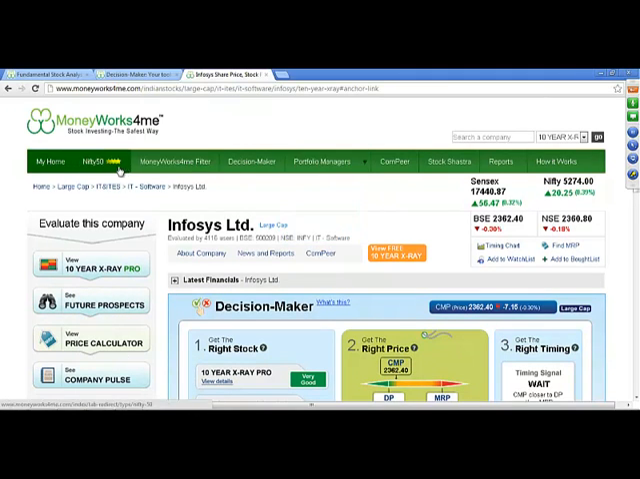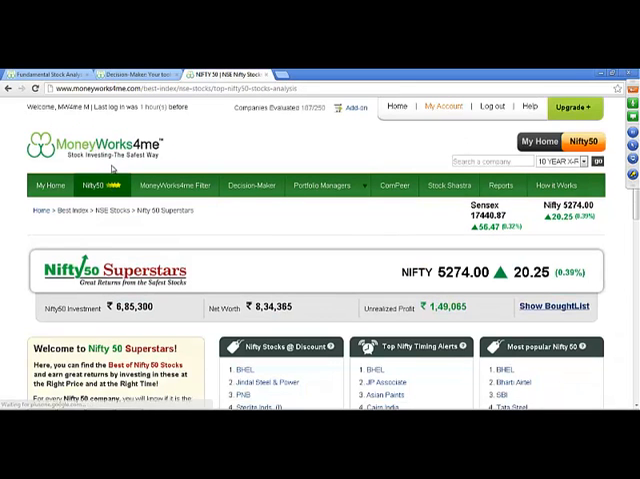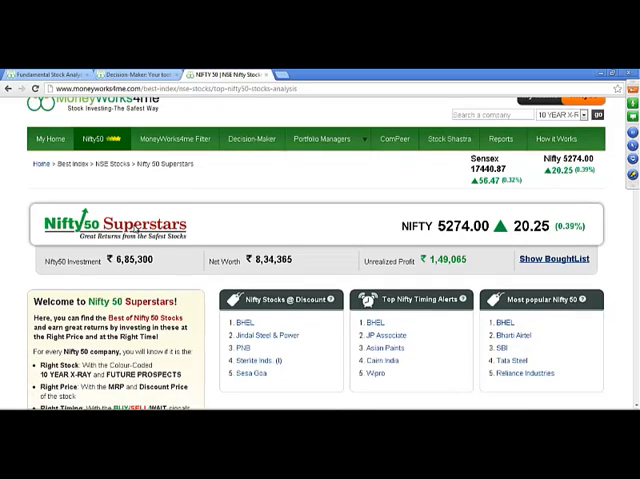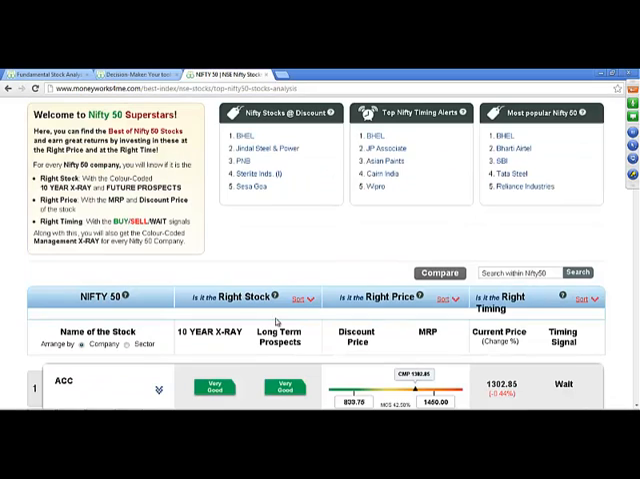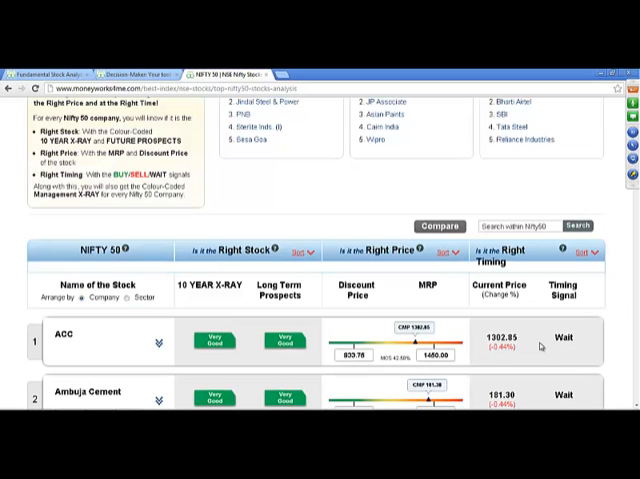Now I'll just show you a very new product that we have launched, which is Nifty 50. Some of you might already be subscribers of this product. Registered users, once you register, also get access to the free part of this, which is Nifty 50 Superstar. So you get access to this user interface, but you don't get to see the other details. You don't get to see the MRP, you don't get to see the timing signals, because all those are paid features.